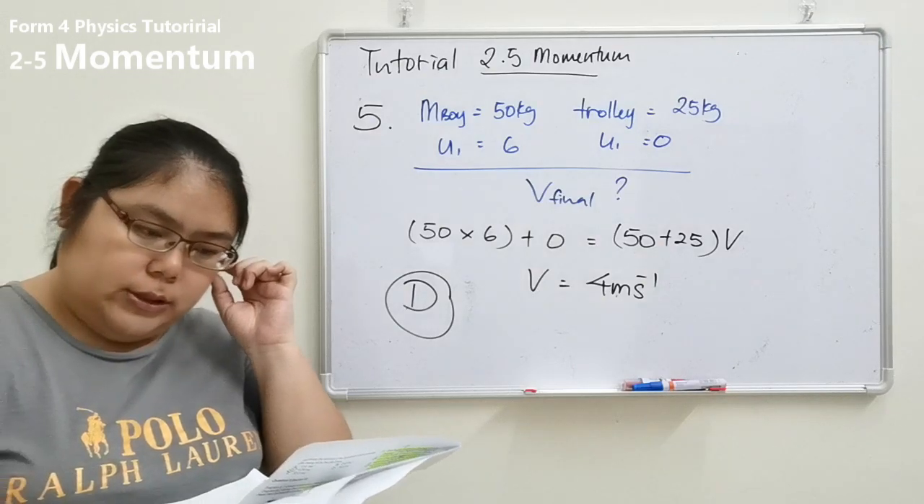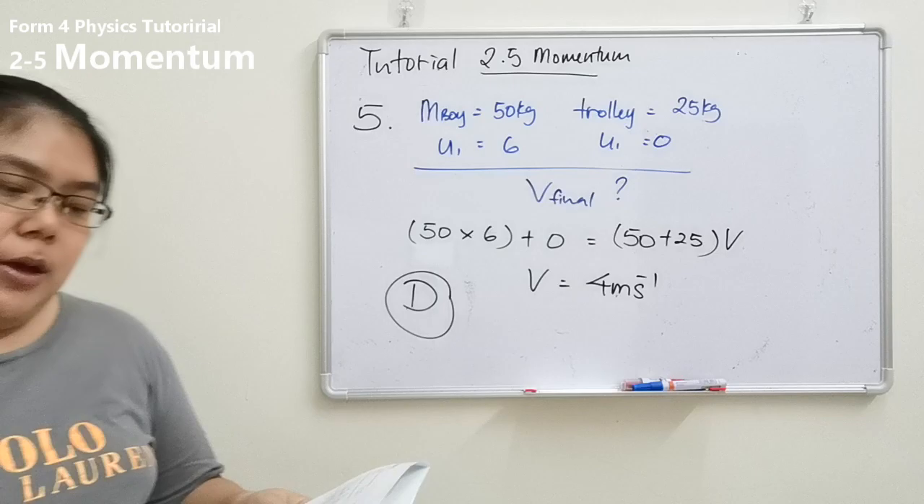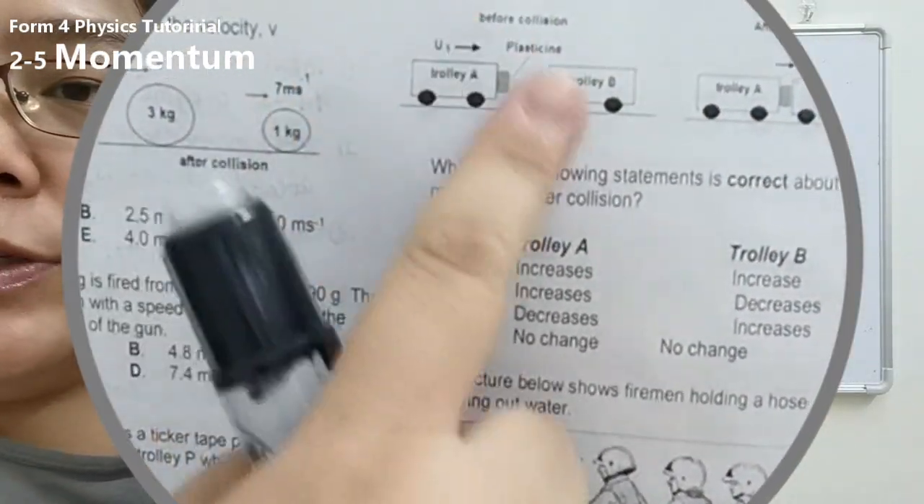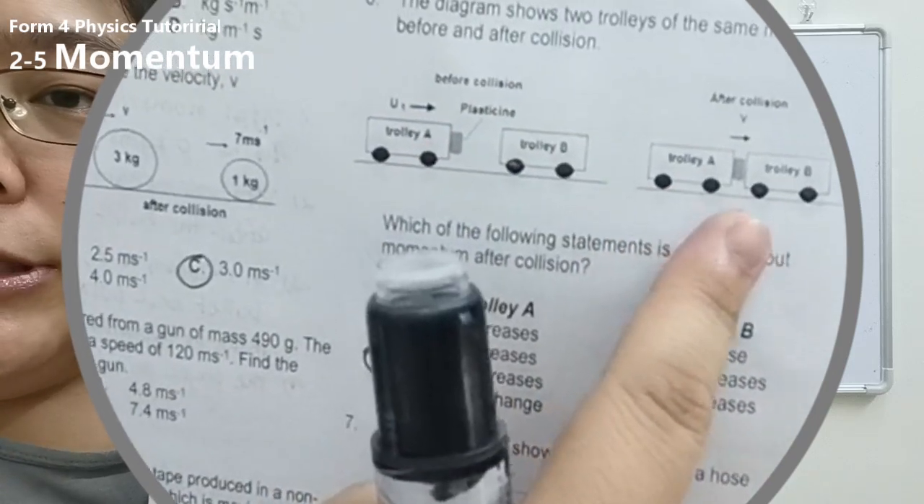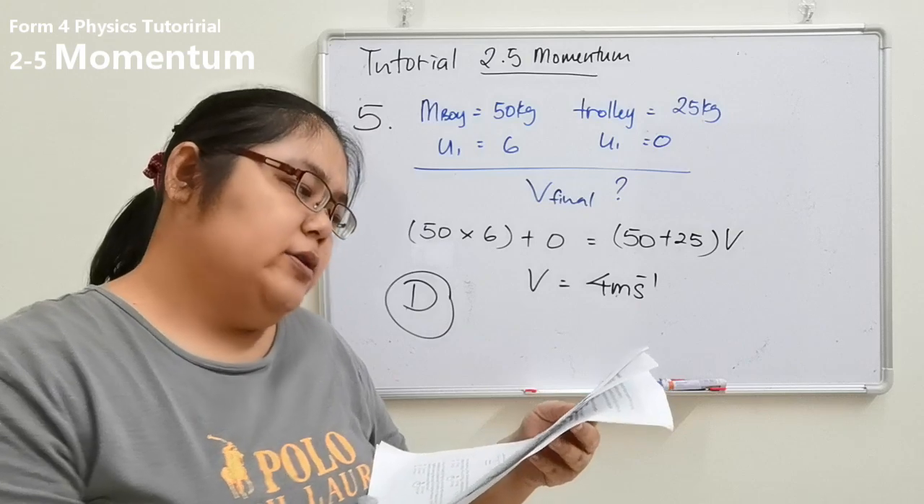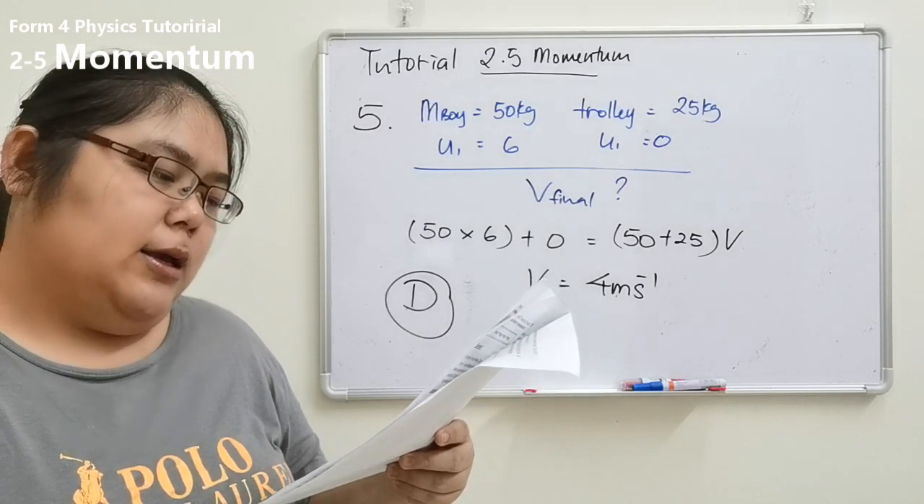Then we go to number 6. Number 6 is no calculation, it's just concept. So we see the diagram. The diagram first shows them separate. After collision, they stick together, also inelastic. Now the question asks, which of the following should be correct? First one, trolley A, momentum.